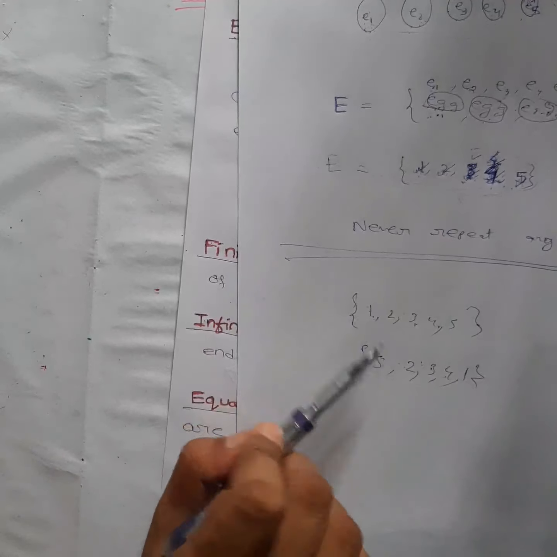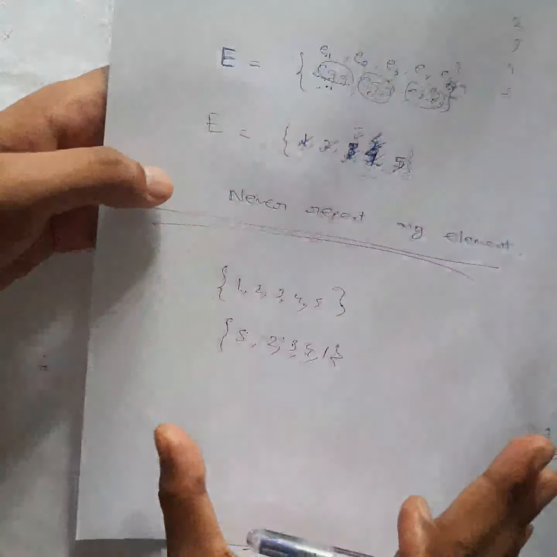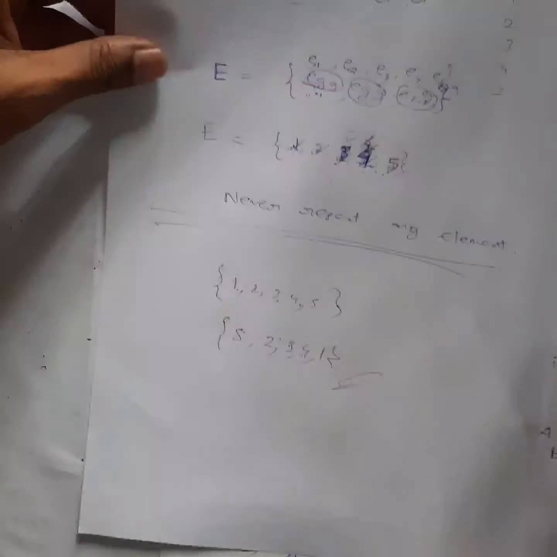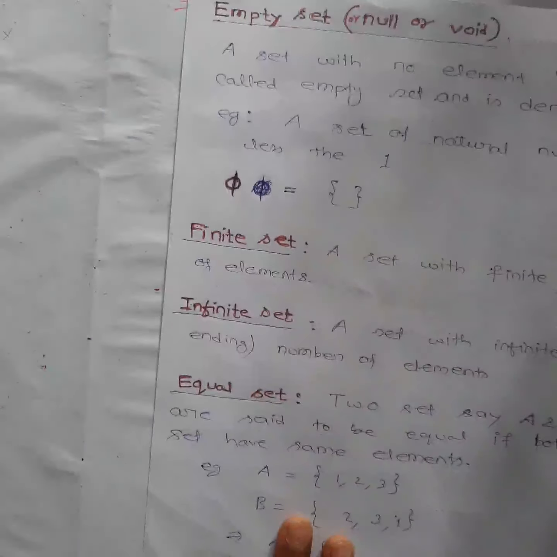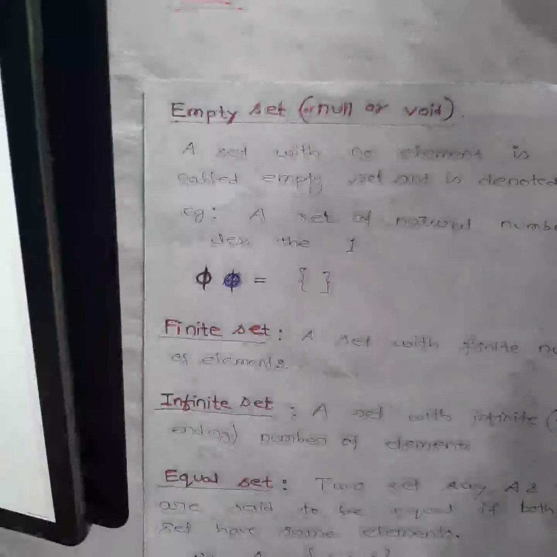So this also we will discuss. This is called an equal set. Equal sets we will discuss after this. So with this, your first exercise is over, right? For the next exercise, we have some different types of sets which we need to know. Okay, one more thing.